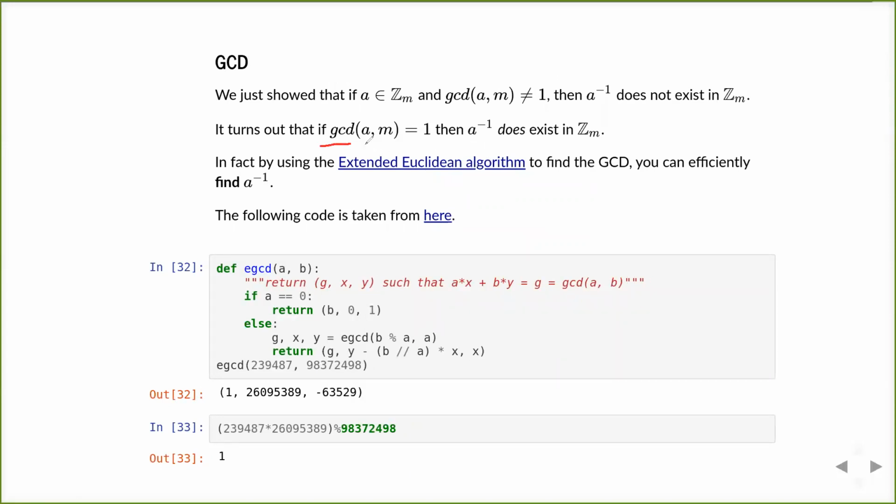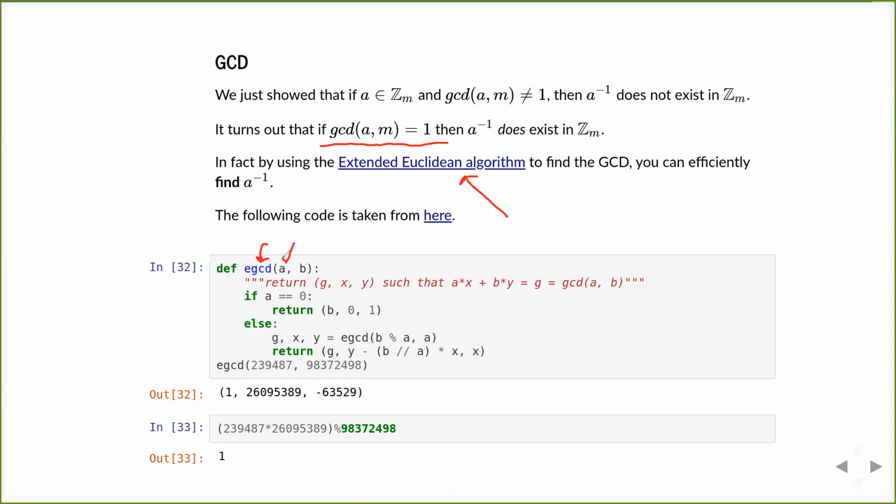So it turns out that if the GCD is 1, then the inverse does exist. That's a different proof, and the proof is to give an algorithm that does it, and the algorithm is the extended Euclidean algorithm, which I think you studied before in 204. So here's some code I stole off the internet for computing the extended Euclidean algorithm.